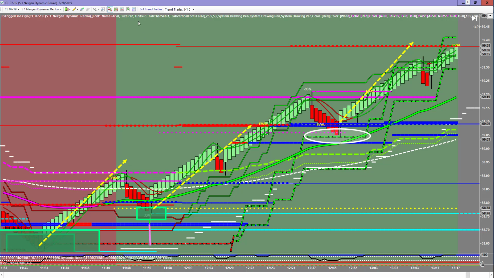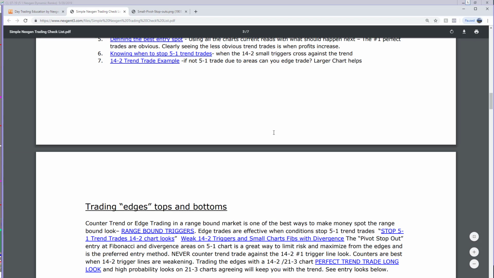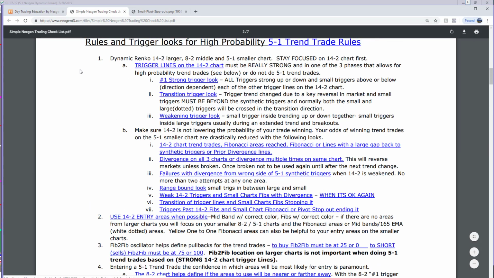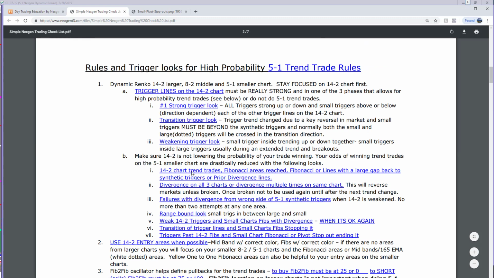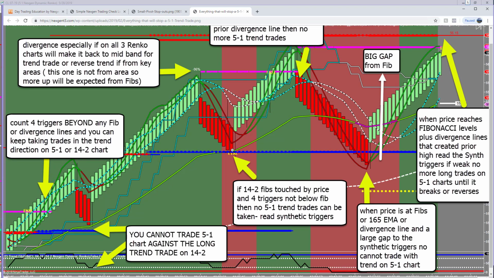So again, I want you to think about something for a second. In our trading plan, you can do trend trades until what? Until something happens that is major on the chart that says stop. So what I'm telling you is there's a bonus trade for you out there. If you get to fibs and mid bands touched by price, look, if you get a pivot stop out, great, you're trading the edge.